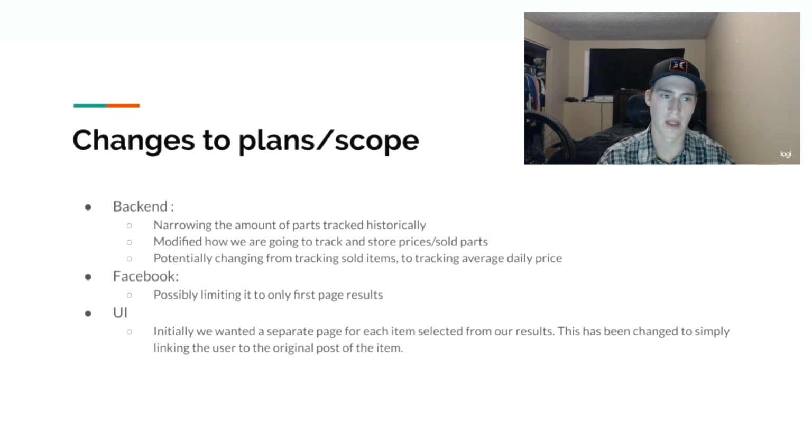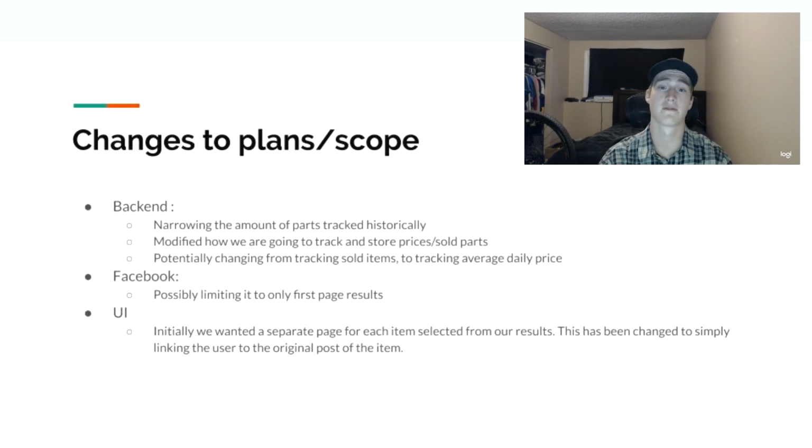We've been looking at updating daily instead of every time a search, so that it's not constantly updating, but it would be accurate to 24 hours. Furthermore, we have discussed potentially changing from tracking sold items to just tracking the average daily price of items. This was done because eBay provides an API for sold items, so it's very easy to get this information.